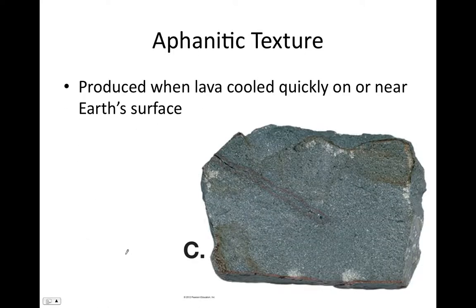So first, aphanitic texture is produced whenever lava cools quickly on the surface, or magma cools quickly near the surface. The magma cools quickly enough that very, very tiny mineral crystals form, and these crystals cannot be discerned from one another with the naked eye. So there's a very, very fine texture, and that's what makes an aphanitic texture. Extrusive igneous rocks often have an aphanitic texture.